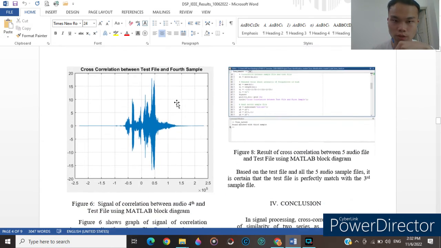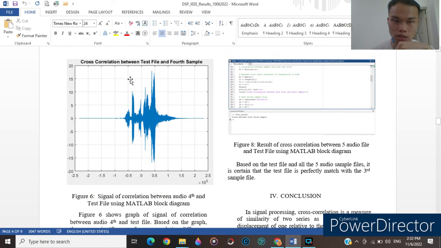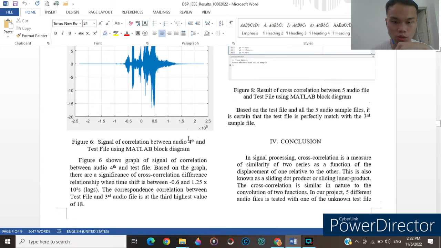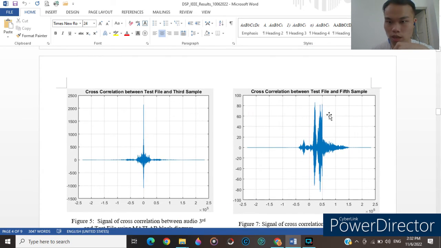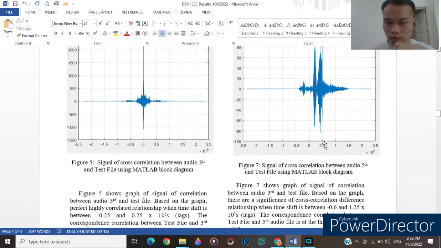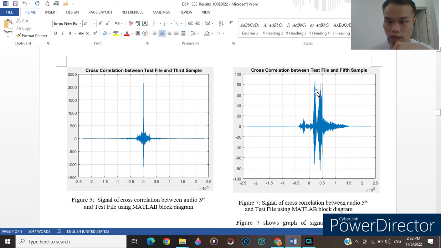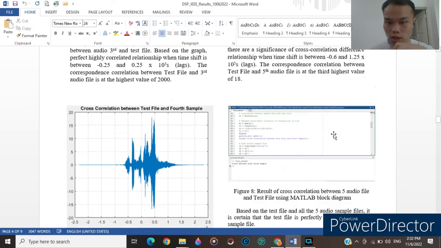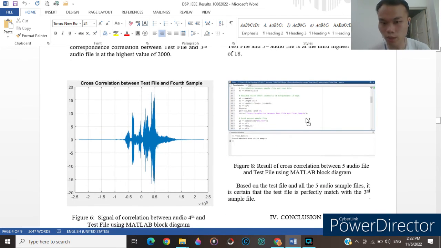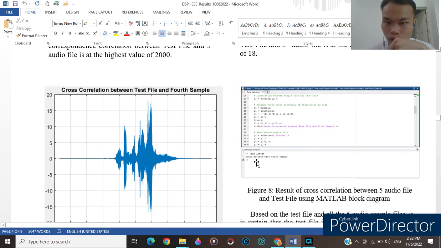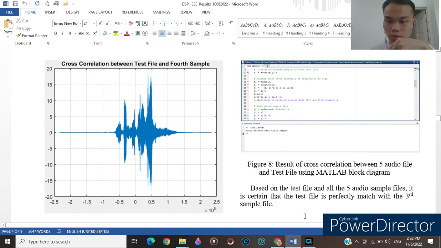Okay, for the fourth audio file and test file, it's recorded at 317, which is also quite low resemblance. And for the fifth and the test file it's a little bit identical, recorded at a 90 amplitude. So as you can see in our project, we have found which test file is matching. It's the third sample. So that's it for the information. Thank you.